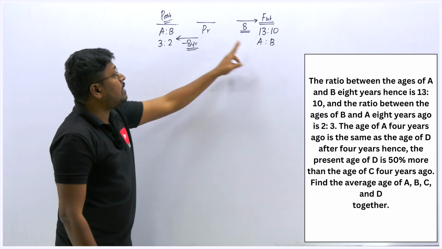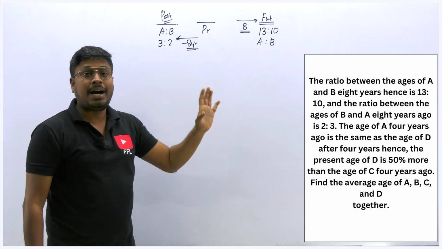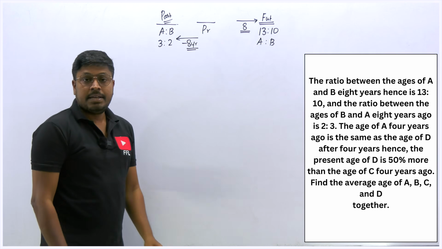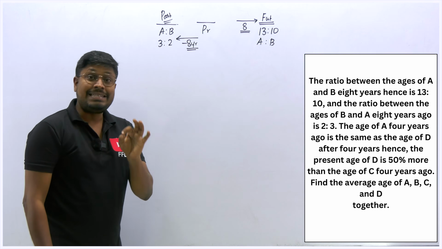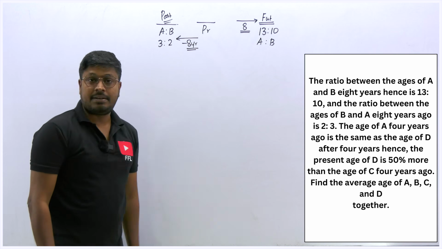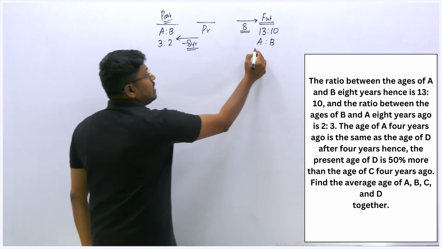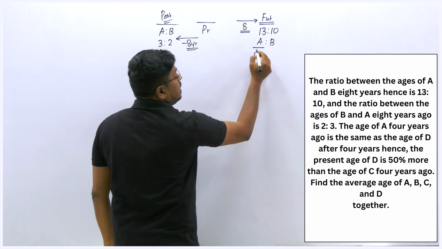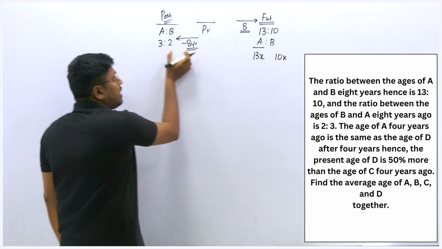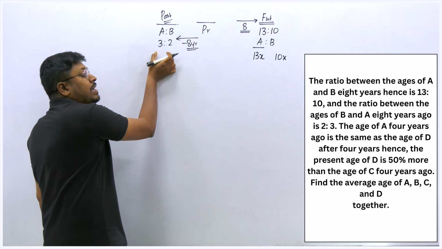And both the persons are not different, both are the same. Here also A:B, here also A:B. So what you can do here is, it is easy to find the value of any one person. Why? Because if you assume these two persons' future ages are 13x and 10x, you can easily frame an equation for the past and we can find the answer.